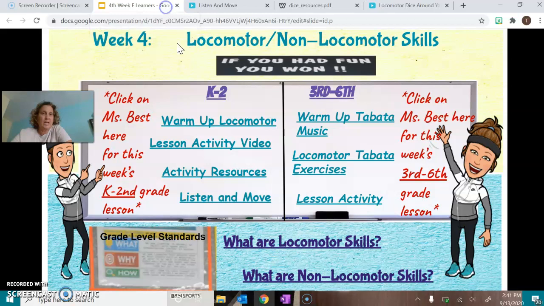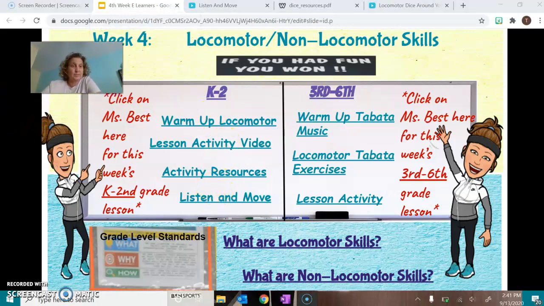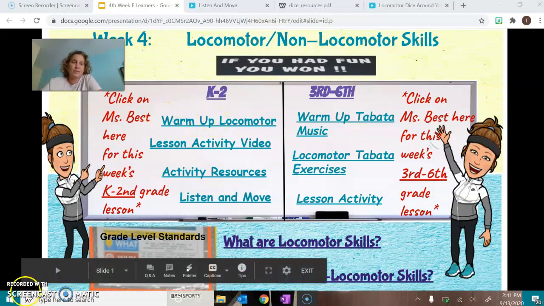All right, so that is what we are doing in PE this week as well as next week, continuing to learn about locomotor and non-locomotor skills. Hope you enjoy our activities this week, and I look forward to seeing you next week.